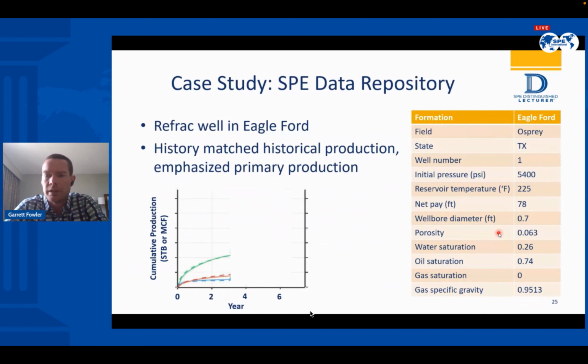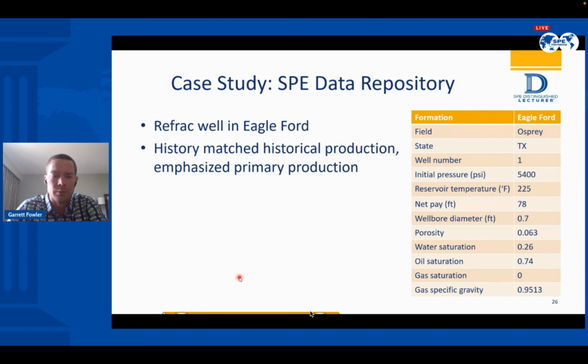So let's take a look at how we apply these principles, starting with that third one, the path of least resistance. This is coming from the SPE data repository, which you can find online on the SPE website. It's a refrac in the Eagleford. We history matched the first 3 years of production. Here the dashed trends are the actual data available on the SPE repository along with the completion and geologic information. The solid lines are our modeled data. So you see a tight match to that initial productivity period.